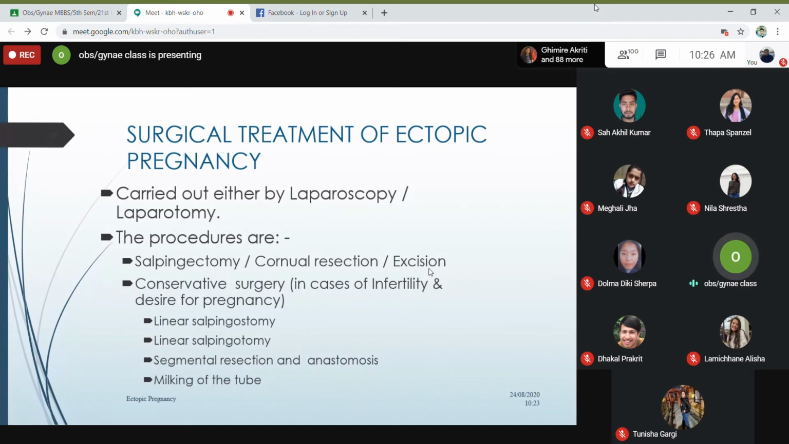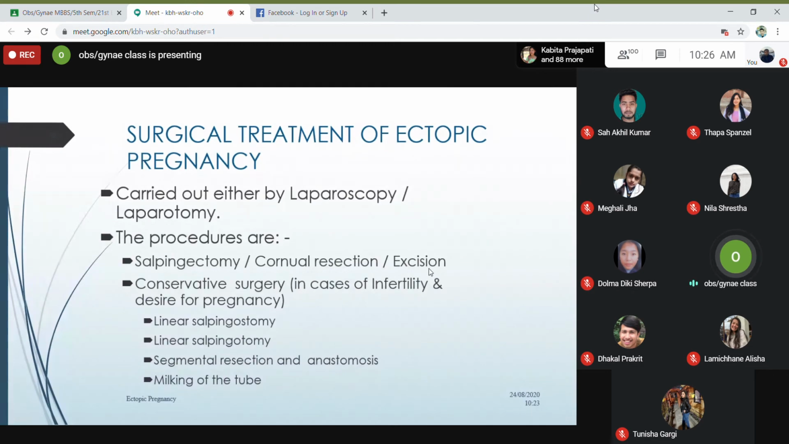Salpingotomy means you're cutting the tube, removing the ectopic gestation, and then you're suturing it back. Okay, so you're suturing it back. Segmental resection and anastomosis means only the part where the ectopic is implanted, you're cutting that segment of the tube, and then you're suturing the rest back. Okay, so it's resection and anastomosis. And milking of the tube is another thing. That is, you're not making any incisions on the tube. You're just milking the contents through the fimbrial end. Okay, and then you wash the tube thoroughly with a syringe.